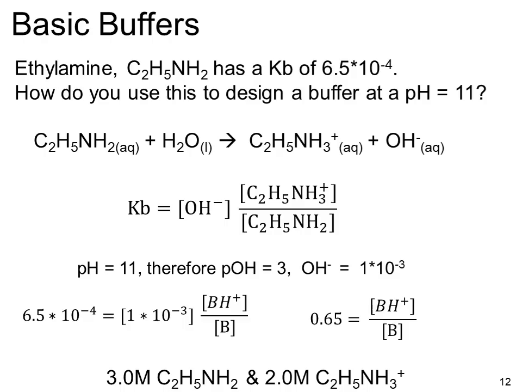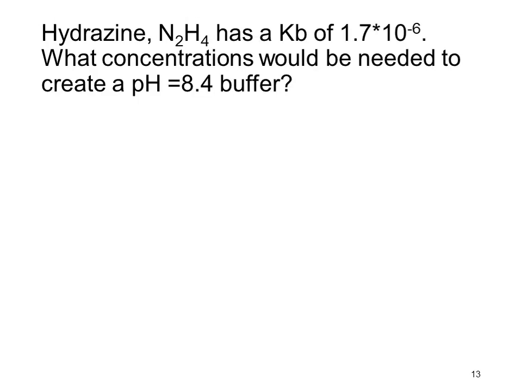So I usually find it easier just to say, oh, okay, we have a Kb. Let's write the basic equation. Let's set up our base and conjugate acid ratio. Now we have the pH, we have the pOH, we have the OH minus. Set it up, cross multiply, get our ratio. A good way of getting conjugate acid to base ratio is about 3:2. So go ahead and try this one for hydrazine if we're trying to get a pH of 8.6.